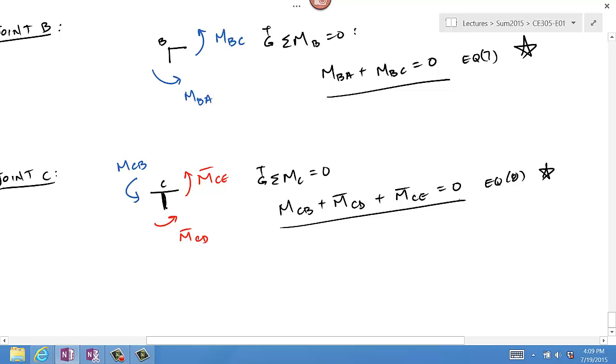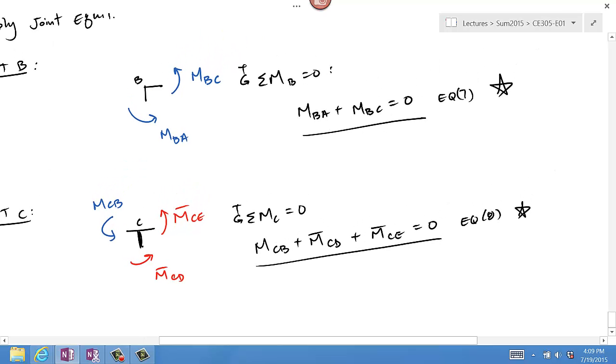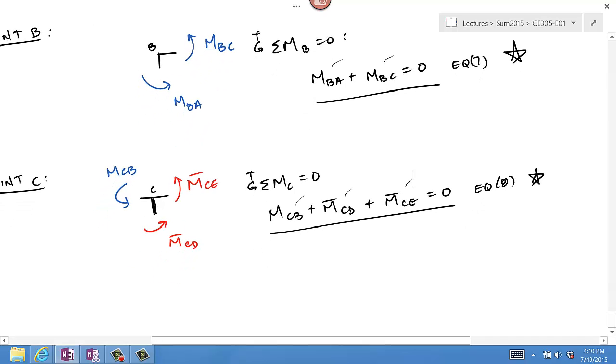Now what you need to do is substitute all of the slope deflection equations into each one of these two star equations. That means you have a slope deflection equation for each one of these moments. Plug them in, and solve two equations, two unknowns. You're going to solve these two equations simultaneously for theta B and theta C.